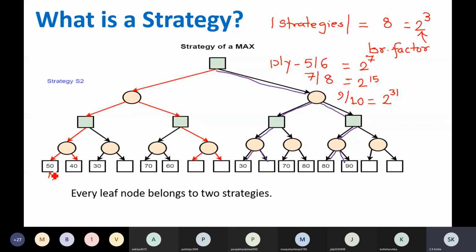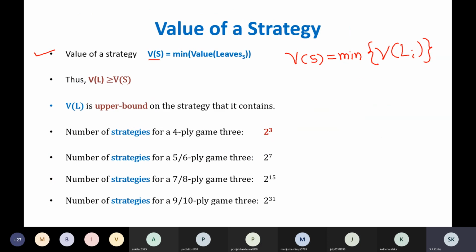Now when you are going to define strategy S3, for example, instead of this, this part is selected. So in that particular case, this 30 will belong to S3 as well as S4. In S3 case, we will select this part. In S4 case, we will select this part. So you will find out every leaf node belongs to two strategies. There are total 16 strategies in a 4-ply game tree.